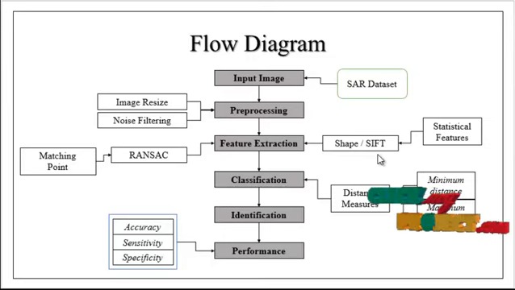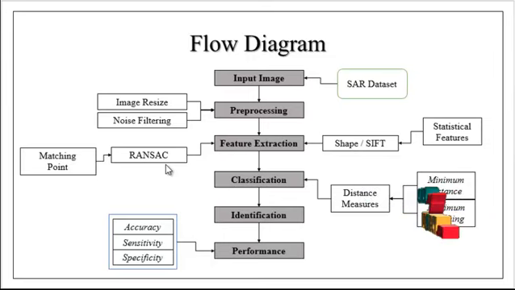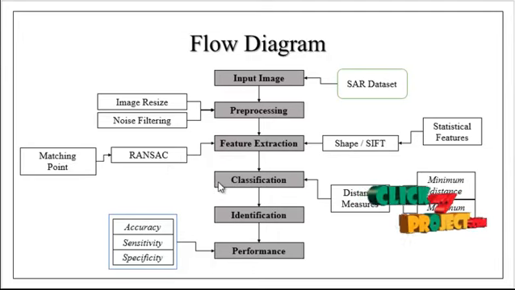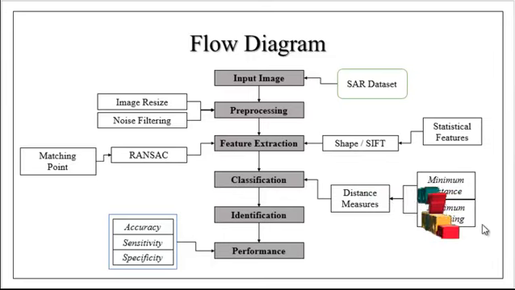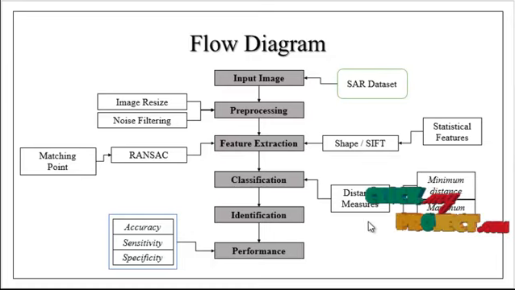Based on the test feature, the matching points will be generated based on the RANSAC method. After generating these, we are going to do the classification. In this classification, first of all, we have to identify the distance matrix by means of the minimum distance and maximum distance. The purpose of maintaining the distance matrix is to classify which category the object is relevant to. In this, we are using the SAR image.